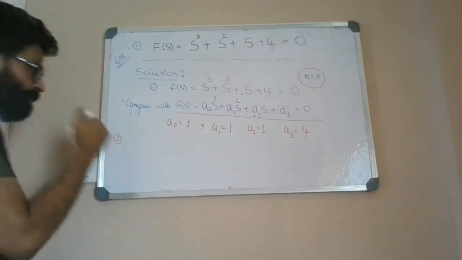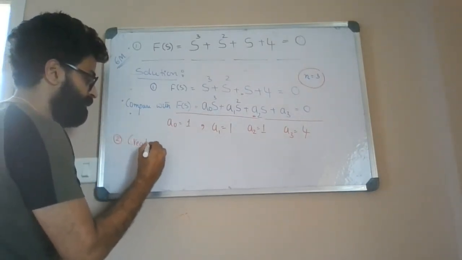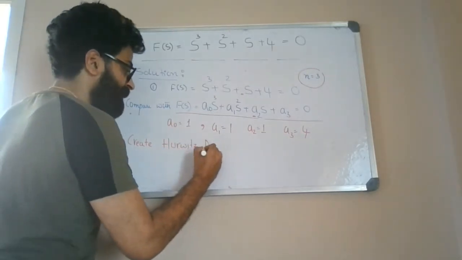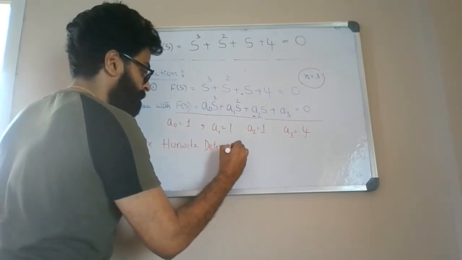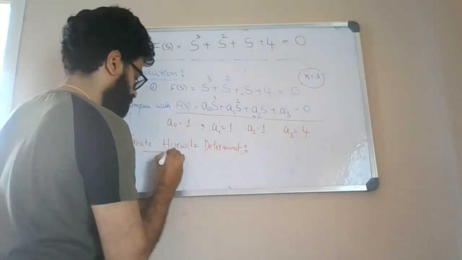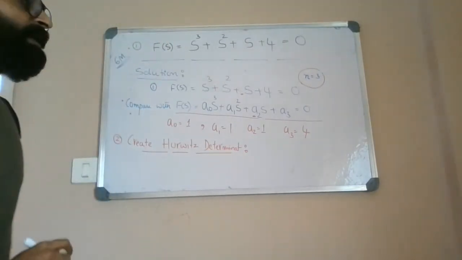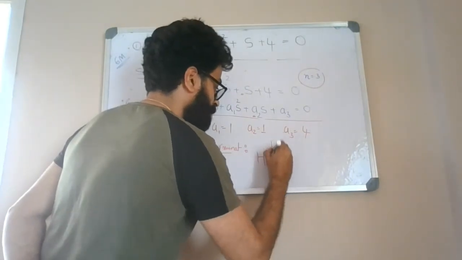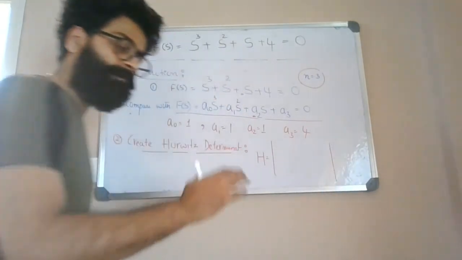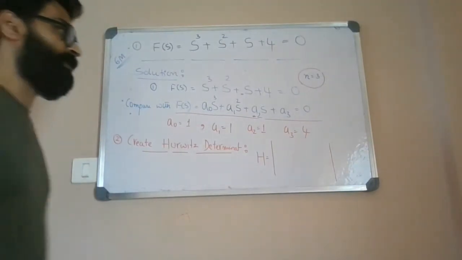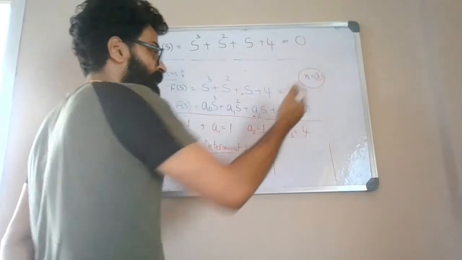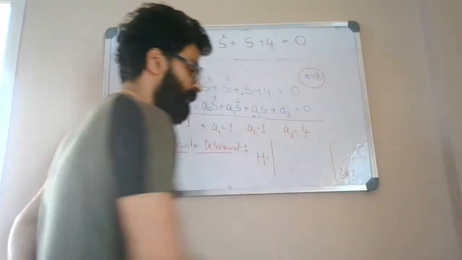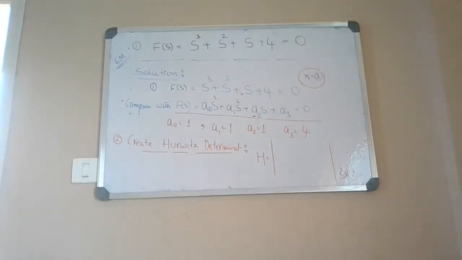And in step 2, create the Hurwitz determinant. How will you create the Hurwitz determinant? H is equal to, first you write down the order of the determinant, n cross n, and the highest power of s is 3. So your Hurwitz determinant should be of 3 cross 3 dimension, that means 3 rows and 3 columns.